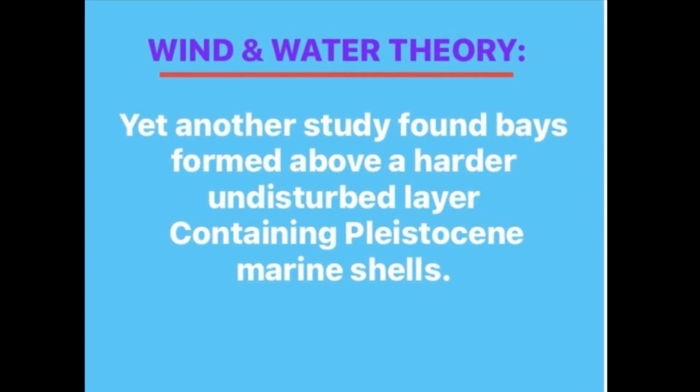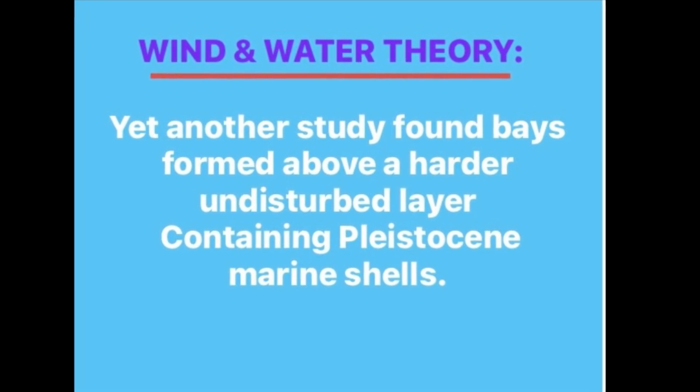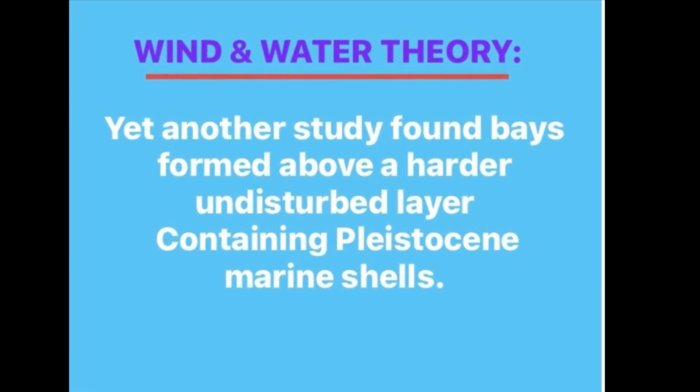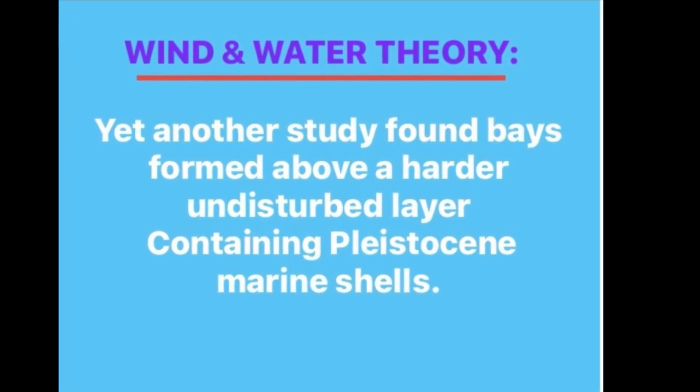And yet another study found that the Carolina Bays they looked at had formed above an undisturbed layer that contained Pleistocene marine shells. Hey Rock Buds, the bottom line with the wind and water theory is that these Carolina Bays formed at different times during the Pleistocene, and more specifically between 23,600 years ago and about 11,700 years ago.